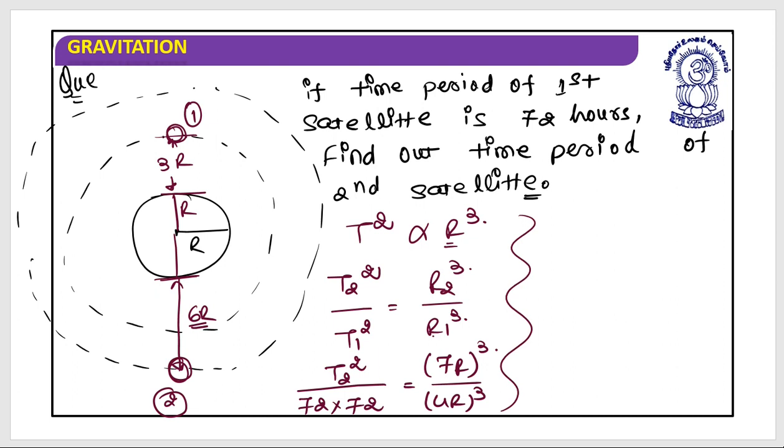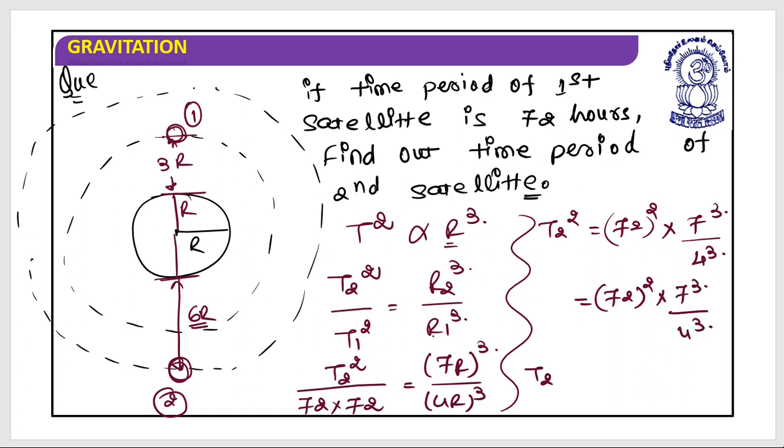If I try to solve this, T2 square equals 72 square multiplied by 7 cube divided by 4 cube. So T2 would be equal to 72 into the square root of 7 cube over 4 cube. I hope you got this.